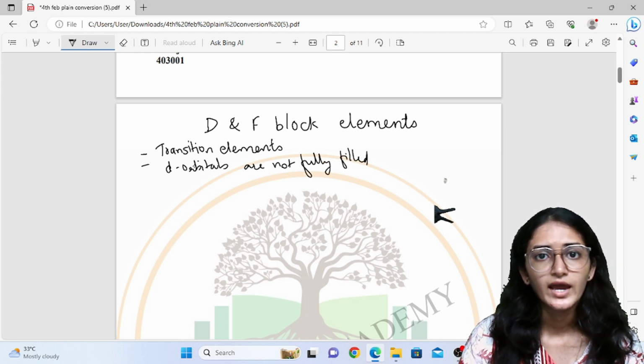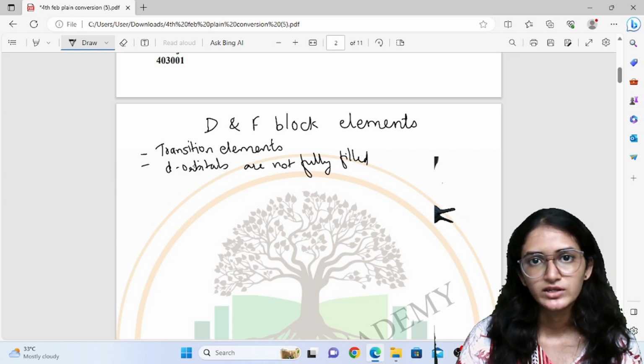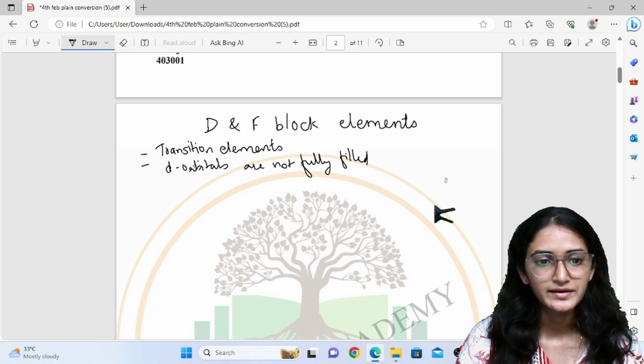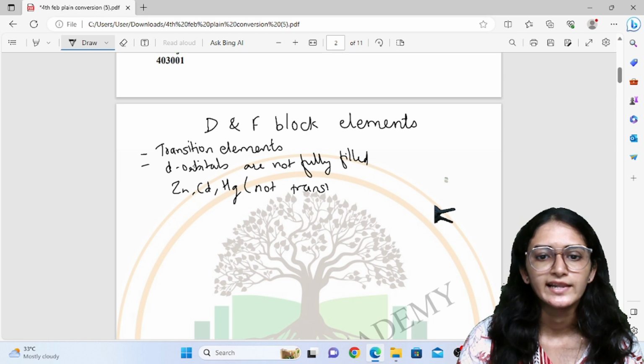Almost every element in the d block has a partially filled d orbital, but there are some exceptions. In this chapter we have some exceptions, so you have to be ready for that. That is zinc, cadmium and mercury. These are the exceptions because they have fully filled d orbitals, so these are not considered transition elements.